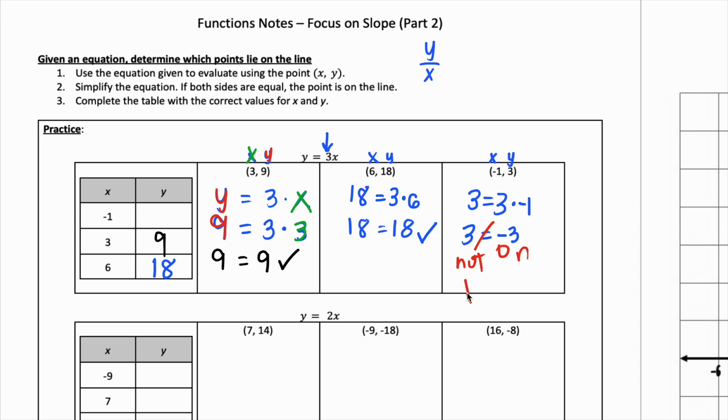But we do know that the answer we got should be on the line, right? So in our table over here, when x is -1, we're going to say that y is actually -3.